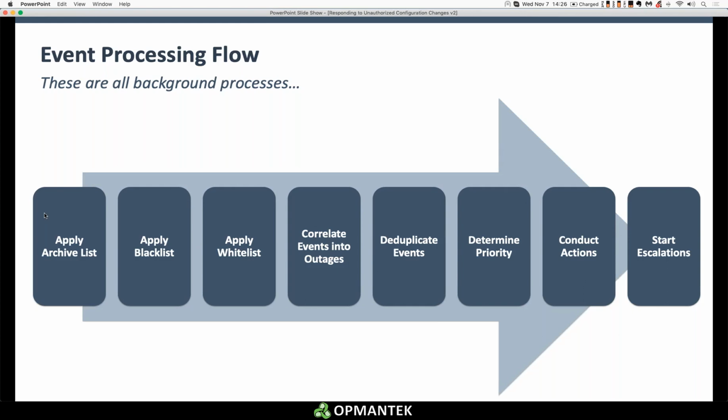And then we conduct any actions. So these are the positive response, whether that's troubleshooting or making changes. And then we start any escalations. So who do we have to email? Who do we have to text message? Who do we have to send a pager alert to, et cetera?